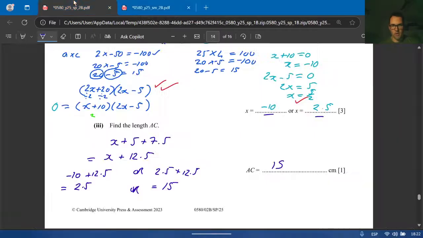Okay, whatever your positive root is here, if you got something else, but you add it to 12.5, you get here a follow-through mark. Okay, so you can have a different answer and have it correct.